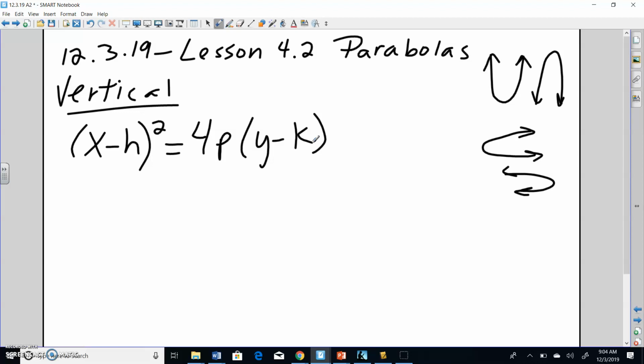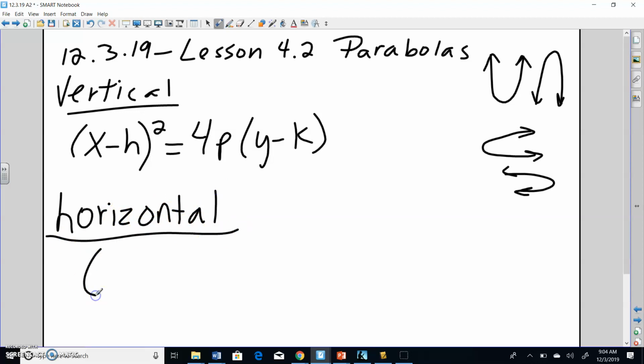But what you might notice is that only x is squared on the vertical. Where circles, we had both x and y squared, correct? In parabolas, only one of the two variables will be squared. So vertical has to be the x that will be squared. And then for the horizontal, it's going to be the y. So it will be y minus k, that quantity squared, equals 4p times x minus h.